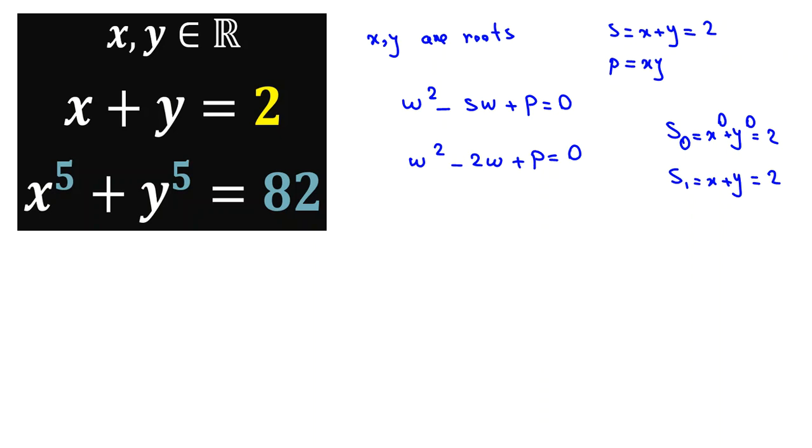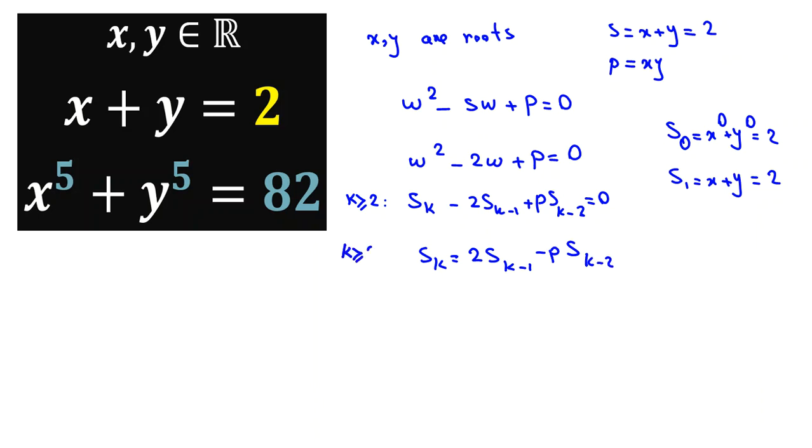And in part 1, we said from the assumption, Sk minus 2S(k-1) plus P S(k-2) equals 0, for k greater than or equal to 2. So Sk equals 2S(k-1) minus P S(k-2) for k greater than or equal to 2. So we want to reach: S2 is what? S3 is what? S4 is what? And at the end, we want to reach S5, because in here we have S5.